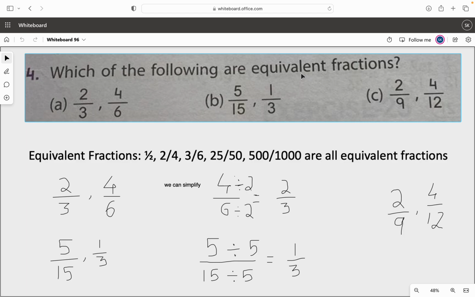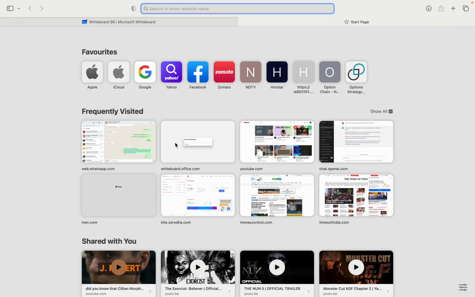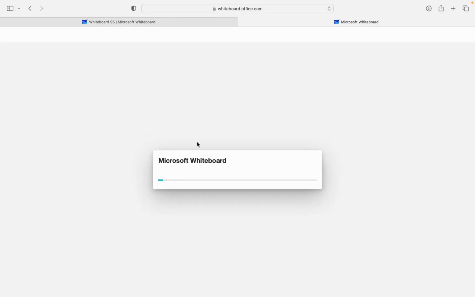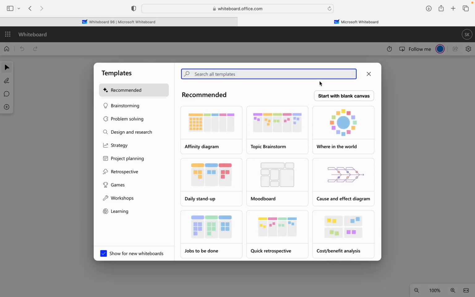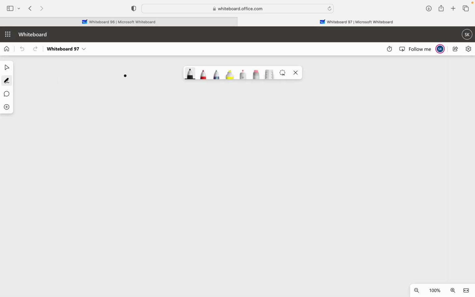Now, suppose I give you one example. 1 by 2 is equal to 50 by 100. Alright, I'll tell you again, 1 by 2 is equal to 50 by 100. Now let me show you how it is done. Let me open a new whiteboard. Guys, look at the screen. 1 by 2 is equal to 50 by 100.